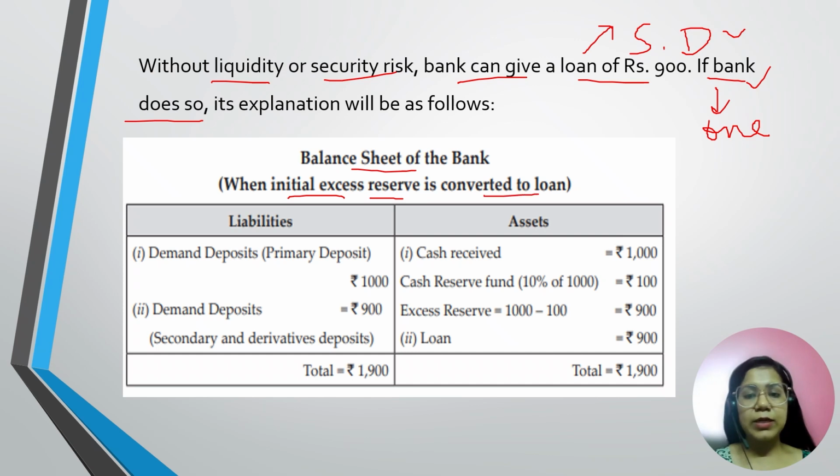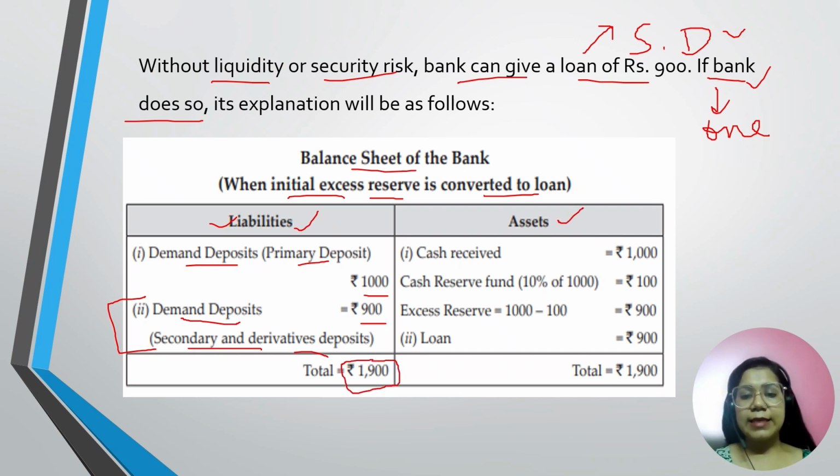So now let's see the balance sheet of the bank when the initial excess reserves are converted to loans. In the liabilities case, they have the demand deposits or the primary deposits, which was 1,000 rupees. And then with the excess reserves, they created a loan account, which is another demand deposit of 900 rupees. See, this is the secondary and derivative deposit, and this deposit can be taken out by the person who took the loan, and that is why it is a liability. So the total is what? It is 1,900 rupees.